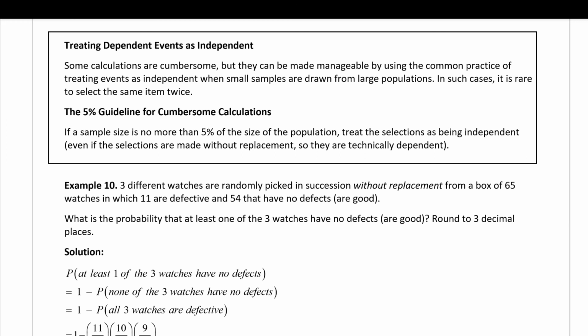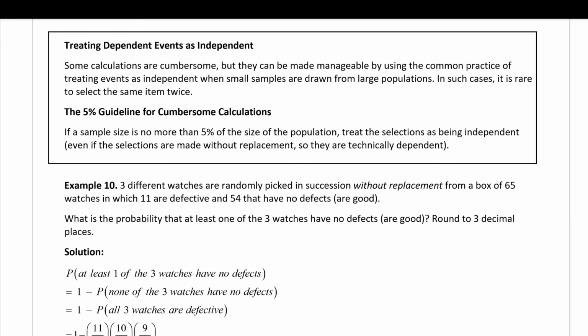Okay, so let me just read this. Treating dependent events as independent. So some calculations are cumbersome, but they can be made manageable by using the common practice of treating events as independent when small samples are drawn from large populations. Okay, so the idea here is you have to take a small sample out of a large population, and in such cases it's rare to select the same item twice. As you'll see in the example that we're going to see. So even if you replace it back into the population, it's very unlikely that you'll get that item again. So it's the same as actually not replacing it back into the population. Okay, so that's the basic idea of this.